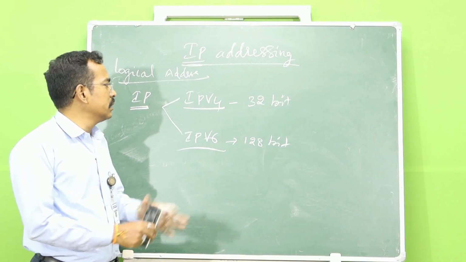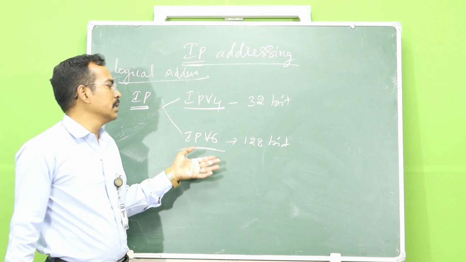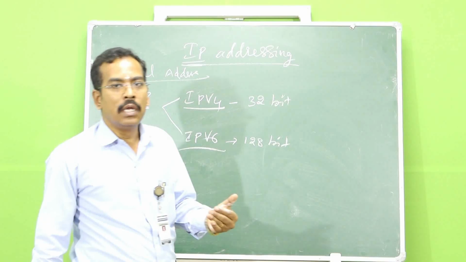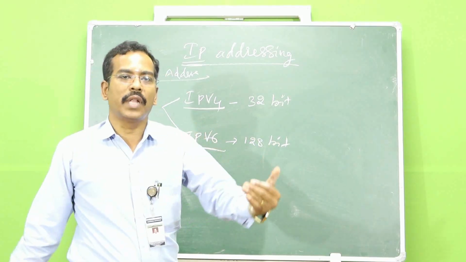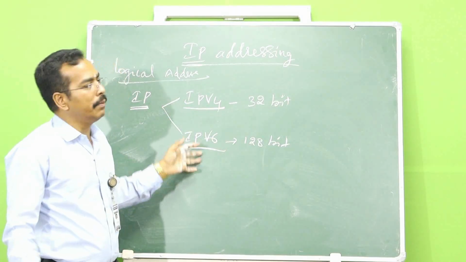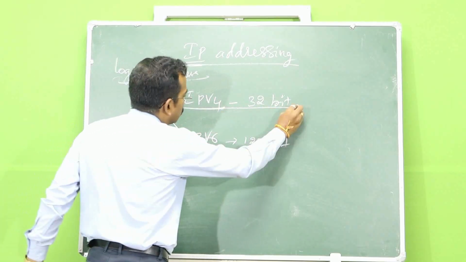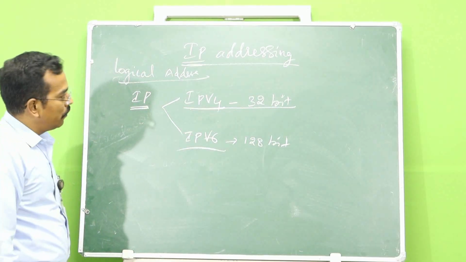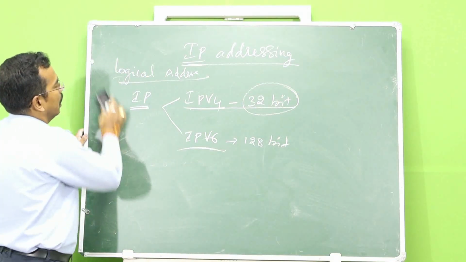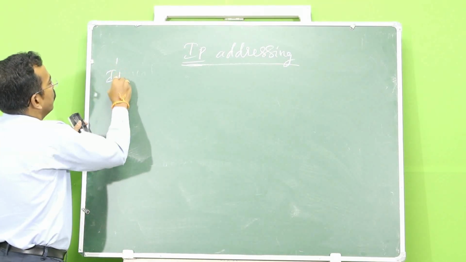Normally in our Asian countries we will be using IP version 4, though we are switching over to IP version 6. In European countries they are using IP version 6. Even if you assign IP version 6, when you want to communicate with IP version 4 systems, the server will automatically convert it to IP version 4 and it will be communicated. Now we are going to focus on IP version 4, which is 32-bit addressing.